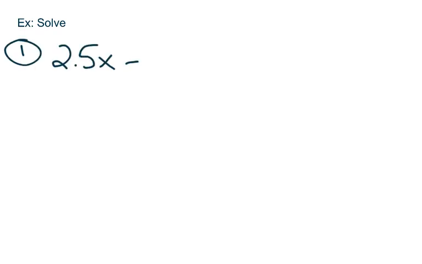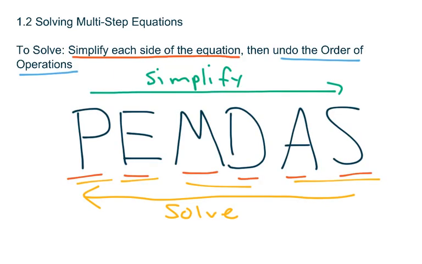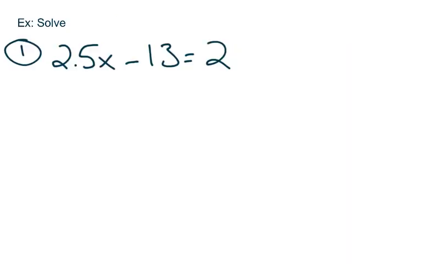2.5x minus 13 is equal to 2. Now, if we look back, simplify each side of the equation, what I've got underlined there in red, that would be if there were multiple x's or multiple whole numbers without any x's. But right now we don't have any of that on one side of the equation. So we don't really need to worry about doing that first step where we simplify each side of the equation, because each side of the equation is already simplified.